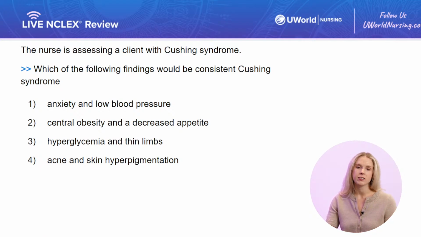Option 3, our correct answer, we do have hyperglycemia or elevated blood sugars in Cushing syndrome, and we do see those long, thin limbs. We have central obesity and thin limbs. So these are both correct options, meaning option 3 is our correct answer.